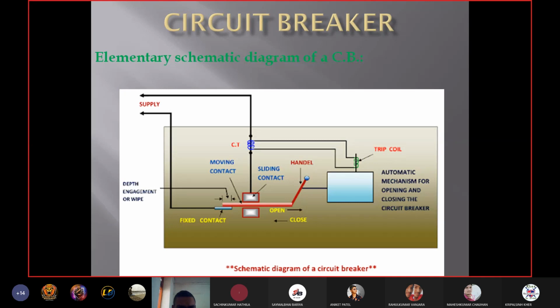What is the depth of engagement here? Okay, this portion is the depth of engagement. Another word for it is wipe. In this circuit schematic diagram, this portion is known as the depth of engagement. So how can we define it?